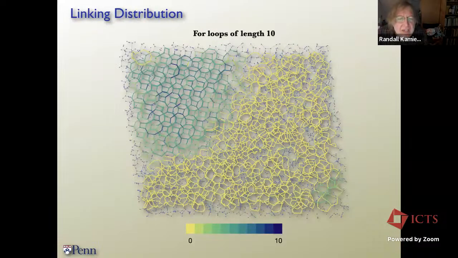Then she looked at the linking and she said, okay, here I look at all the loops of length 10. So I look at all these bubbles like so. So she looked at the bottles and she said, how many of the bottles have 10 loops going through them? 10 loops would mean that she would color them blue.